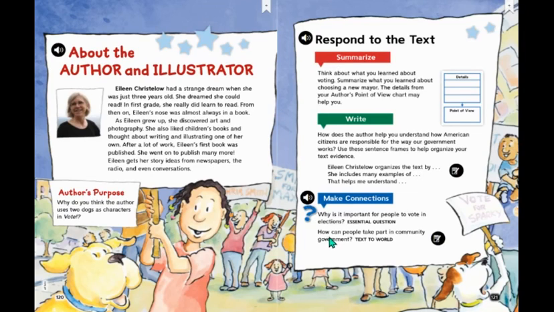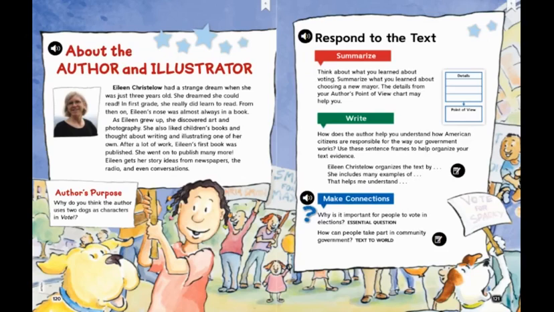Our second question says, how can people take part in community government? People can take part in community government by voting, by volunteering for candidates, and by participating in political events. Do you remember in the text where it showed voters helping their candidate?